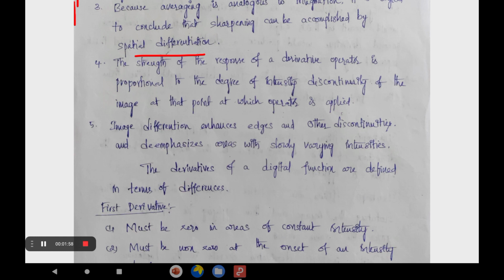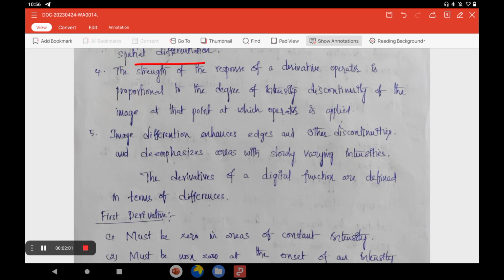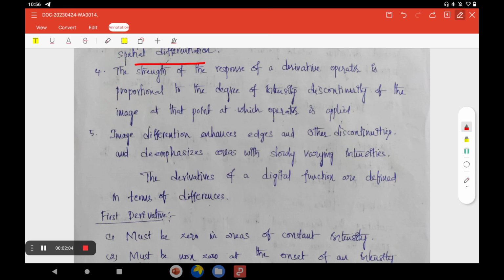As well as the strength of the response of the derivative operator is proportional to the degree of intensity discontinuity of the image. That means the strength of the derivative operator is directly proportional to the intensity changes, the intensity discontinuity of that image. Wherever there are transitions from object to background or background to object, at that point the strength is at its maximum value, and it can easily be identified. So based on that concept, we can identify the edges in the images also. That is one of the basic principles.